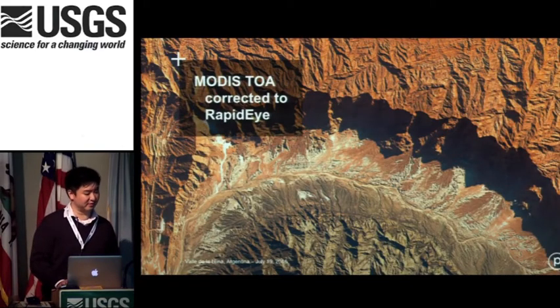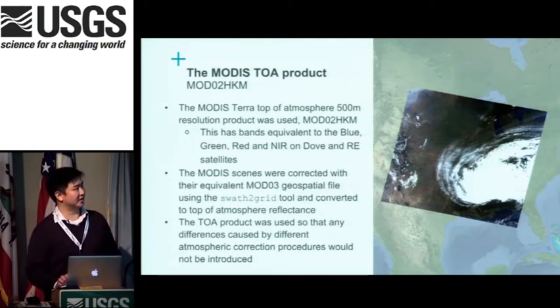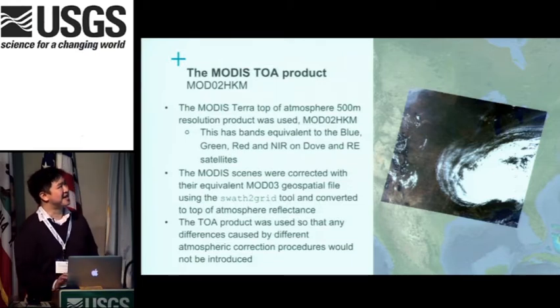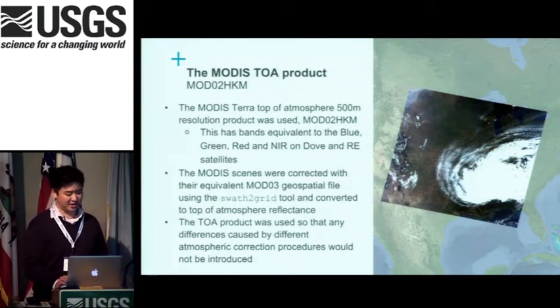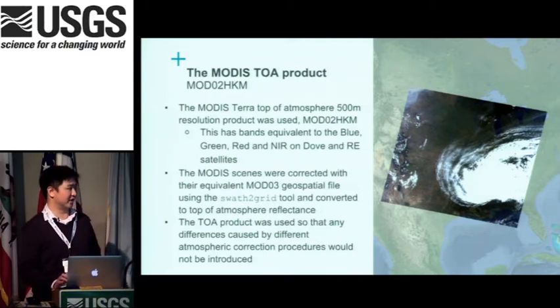And we did a similar thing with MODIS. Since we corrected the PlanetScope to RapidEye, we decided to correct the MODIS to RapidEye just for ease of use. And we used the MODIS top of atmosphere product, which was quite interesting. It was the MOD02HKM product, which is a 500 meter per pixel product, and it's a raw swath product. So we had to do some corrections to get it to a similar state as the other data.